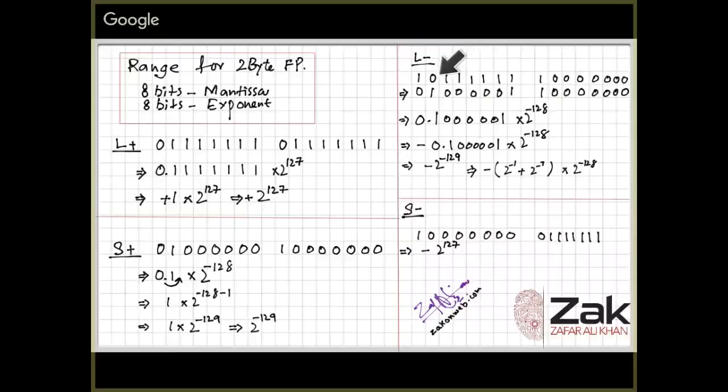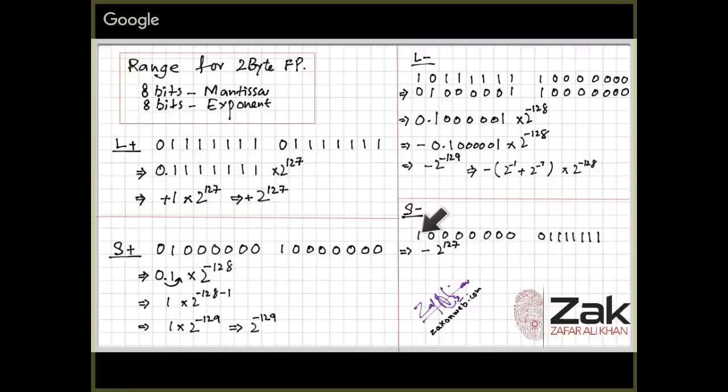Largest negative, solve it like that. So this is a negative number, so we keep the exponent same, and to the first one we keep the mantissa same and toggle the rest, and this would give us 0.1000001 into 2 to power minus 128, means this number, means this number, means this number. All right. And then the smallest negative, this is negative 2 to power 127.